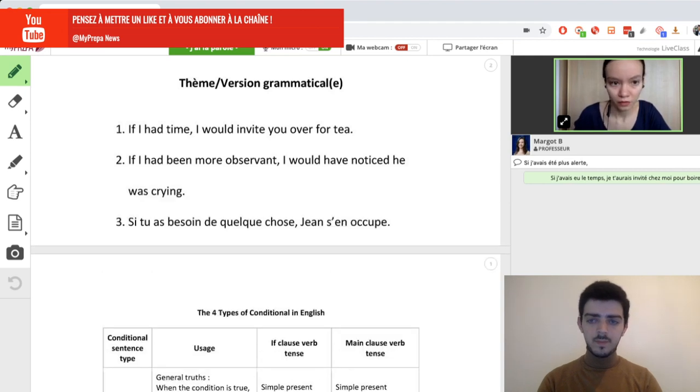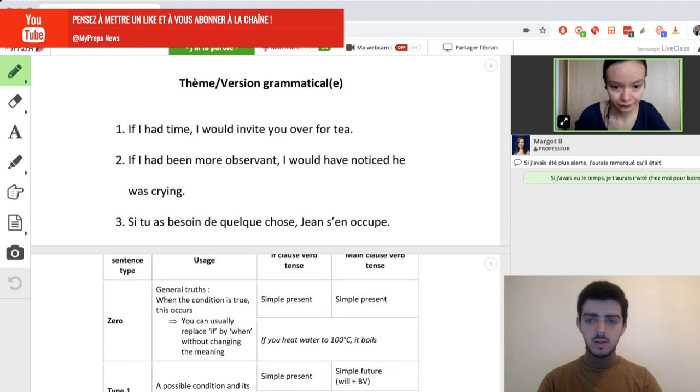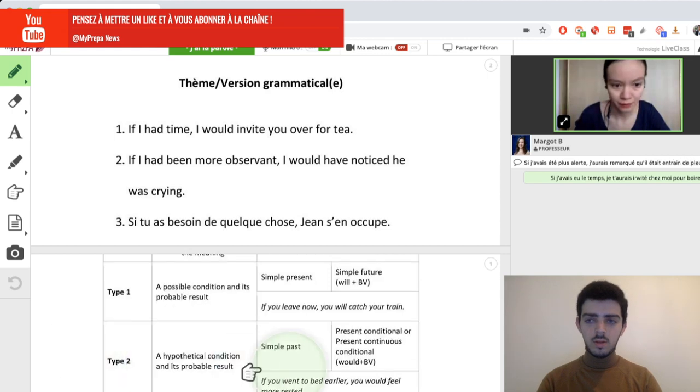So for the first sentence, it is type 2. Okay. That is a little bit important. I mean, that is very important because it will give you the structure in French as well.